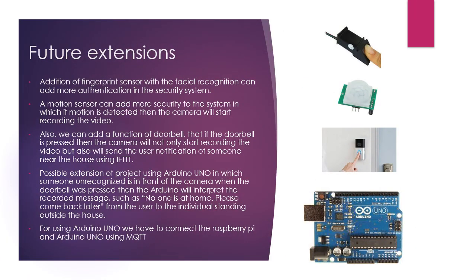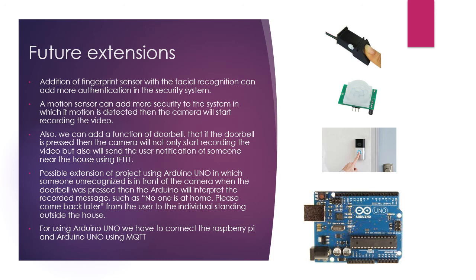Future extension. In this project, I can add more complexity. Addition of a fingerprint sensor with the facial recognition can add more authentication to the security system. A motion sensor can add more security to the system, in which if motion is detected, then the camera will start recording the video. Also, we can add a doorbell function, so that if the doorbell is pressed, the camera will not only start recording the video but also send the user a notification of someone near the house using IFTTT.